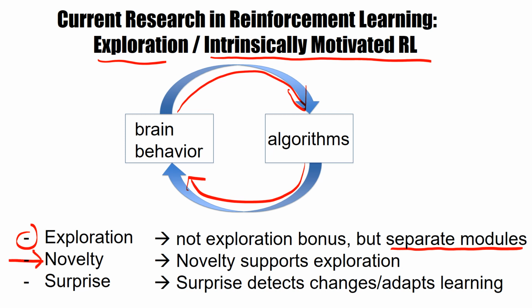Exploration is driven by novelty. Humans use novelty to support exploration, and surprise is used by humans to detect changes and adapt the learning rate. You crank up the learning rate when you have discovered a surprising observation that's not consistent with your current model of the environment. And this model of the world is not really used for model-based planning in the background, but it's mainly used to detect changes and adapt the learning rate. And that means it's used to generate the feeling of surprise.